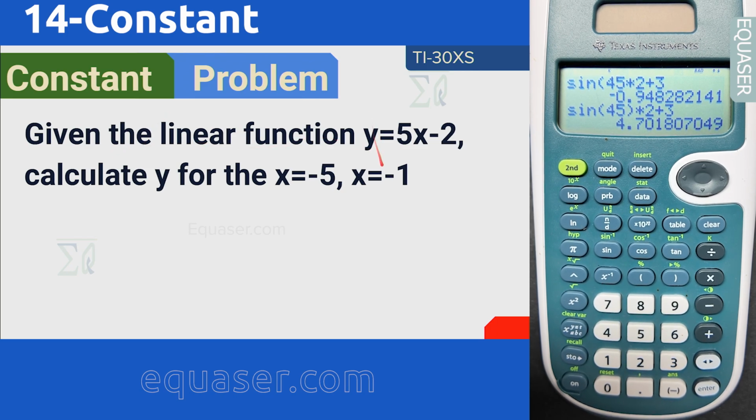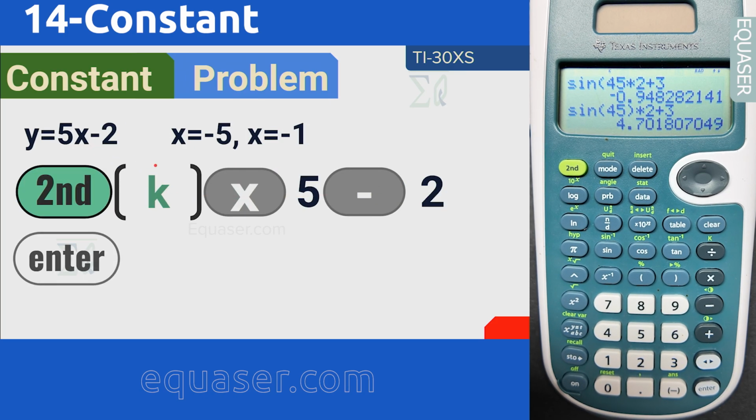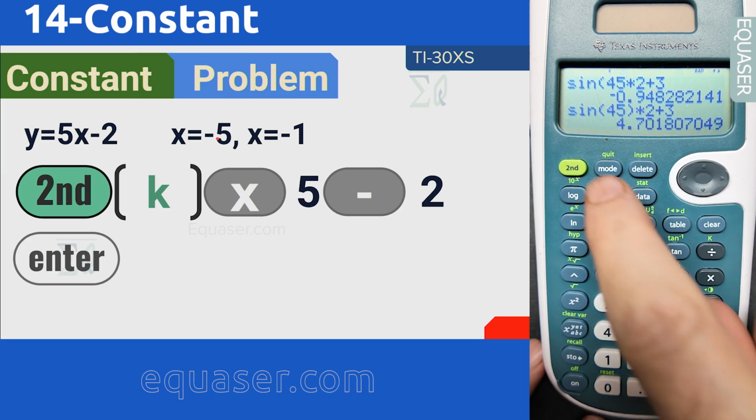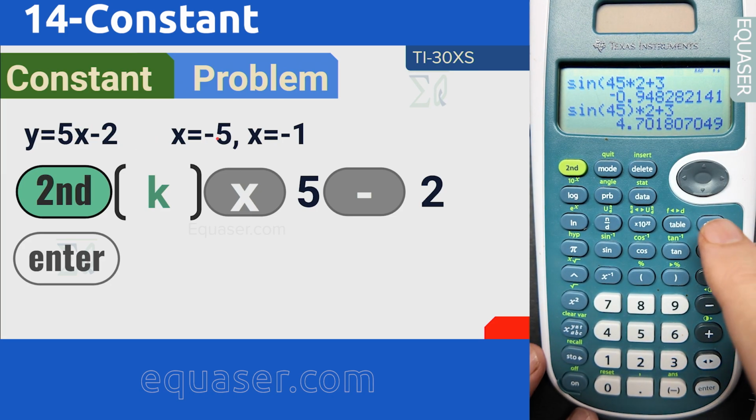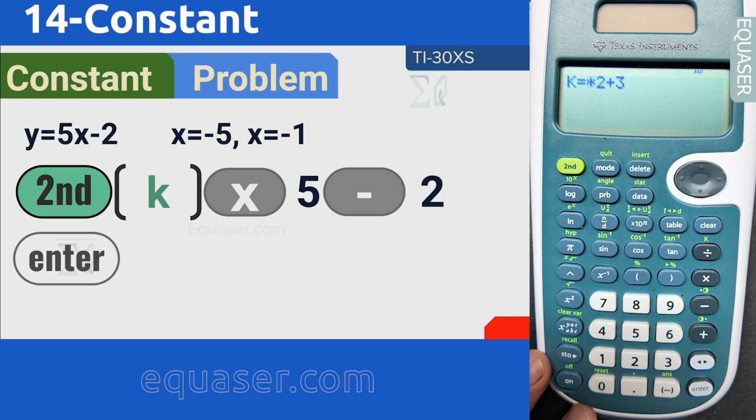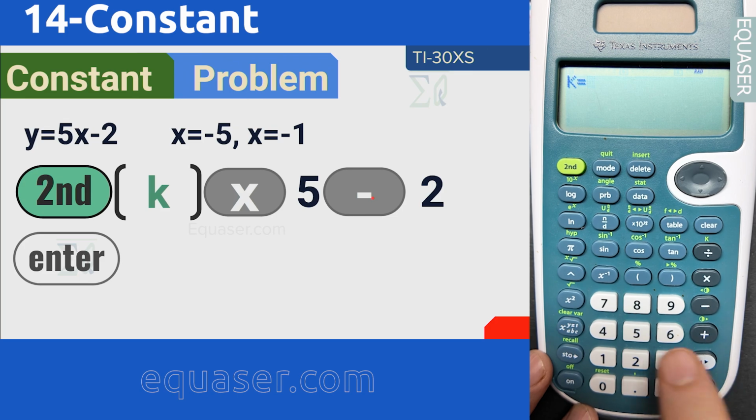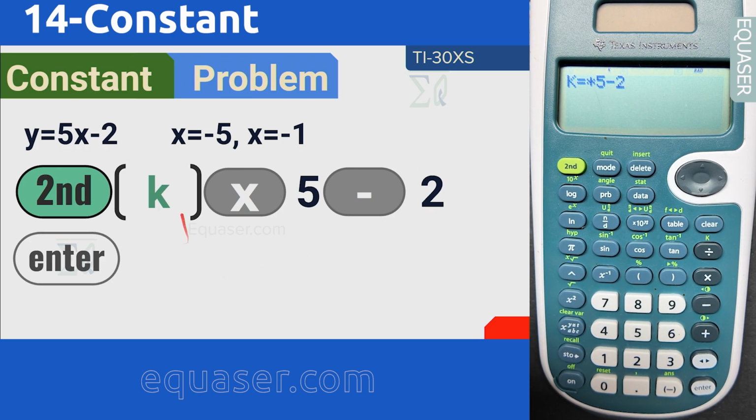Given the linear function y equals 5x minus 2, calculate y for x equals minus 5 and x equals minus 1. So this is our function and these are the values. Second function K, and let's clear it and enter this value. So x times 5 minus 2, clear, times 5 minus 2 and enter. So whatever the value is, times 5 minus 2.